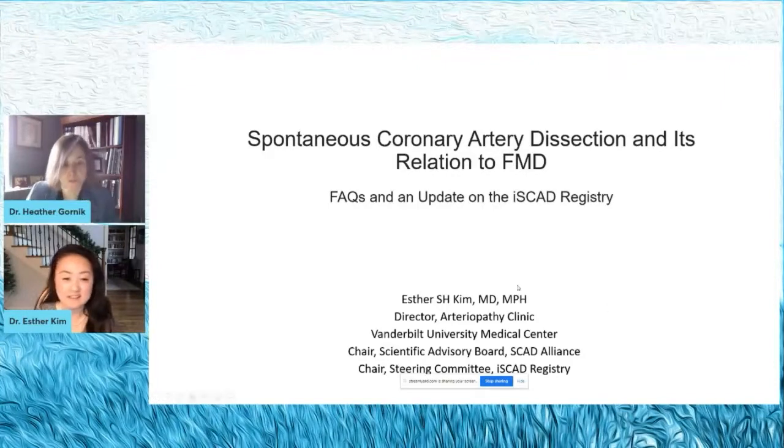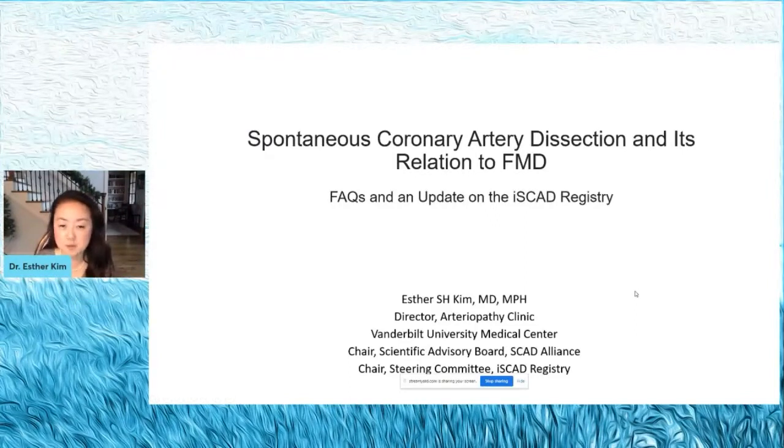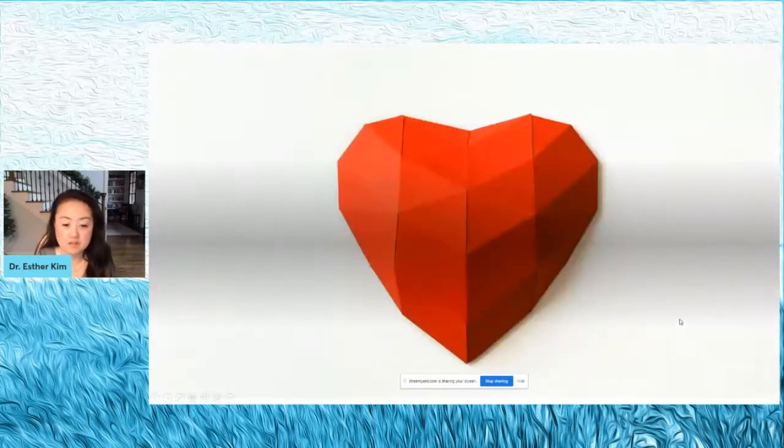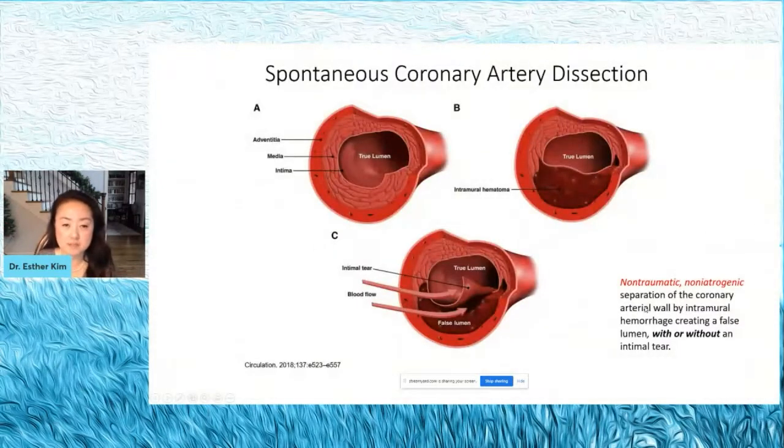Okay, great. All right, so Pam has tasked me with speaking on this topic, spontaneous coronary artery dissection and its relation to fibromuscular dysplasia. Frequently asked questions and an update on the iSCAD registry. So we will start off with the basics. What is SCAD? SCAD stands for spontaneous coronary artery dissection.